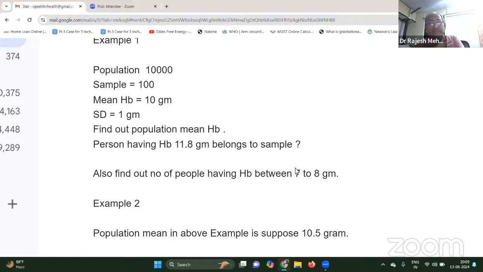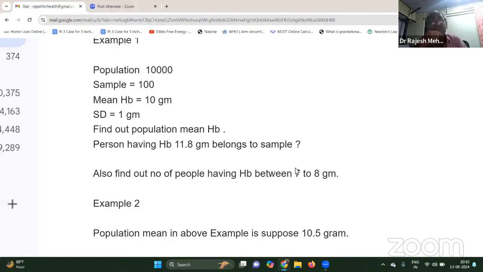Now, in this case, it will be extremely difficult for you to calculate. I will tell you the reason. If the question is to find out the number of people having HB between 7 to 8 gram in the sample, then it is very clear. 10 minus 2 SD will be 8 gram, right? And minus 3 SD will be 7 gram. So between 7 to 8 gram, you can easily say it is the 5% zone, right? So it is beyond 5%, 2.5, 2.5%. So the rest will be something like 99.7.